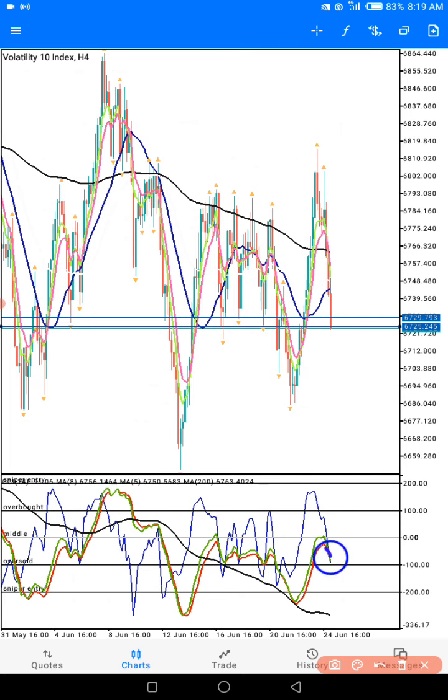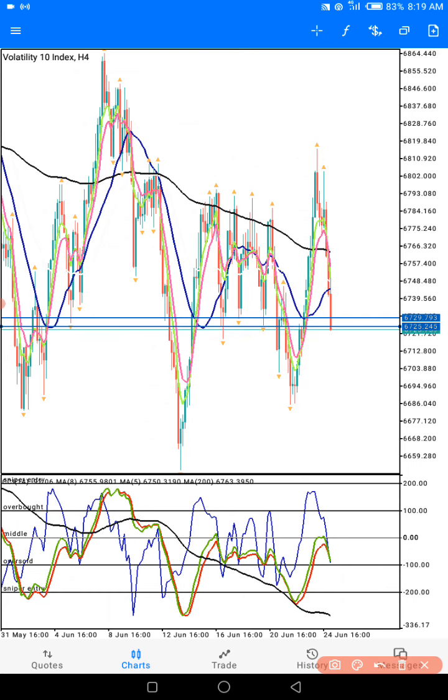Look at the moving average and the CCI, all pointing downward. So the price or the trend is going to go downward. It's going to go all the way for the VIX 10. Okay, this is just a little analysis for today's market on volatility 10. If you are trading there, watch out for a strong selling signal.